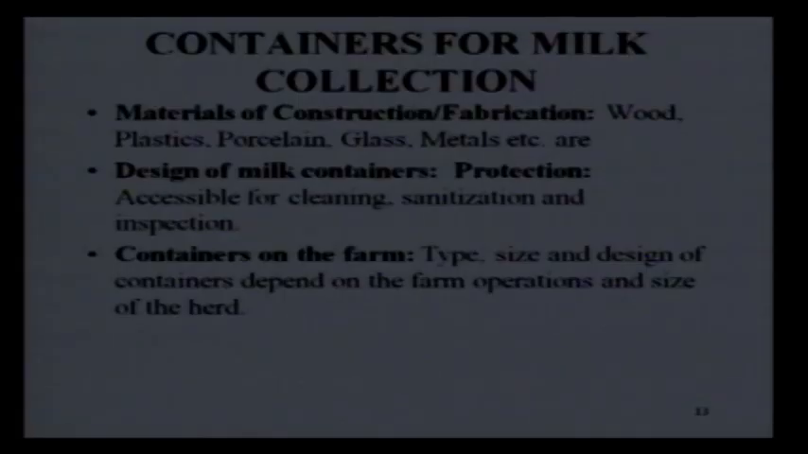So this is one of the areas. The design of the container should be accessible, so the milk can be easily poured or taken out, then cleaned and sanitized. Now the type, size and design will naturally depend upon the form, operation and size of the herd. If you have a big herd, we have to take a storage tank. If it is small, then cans are used.